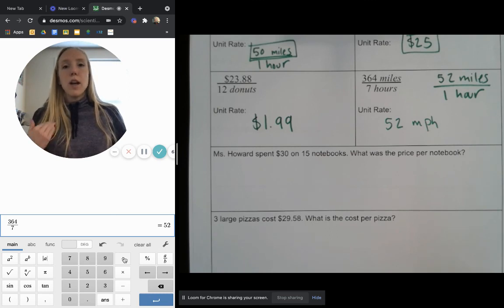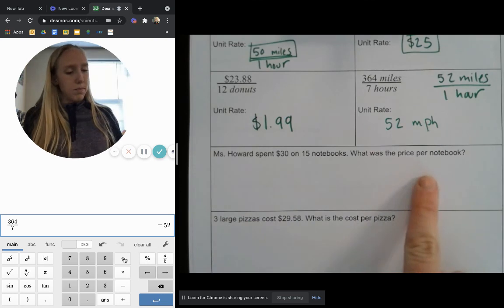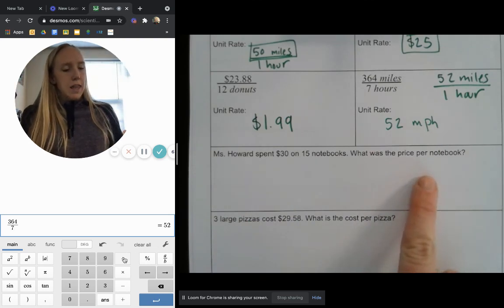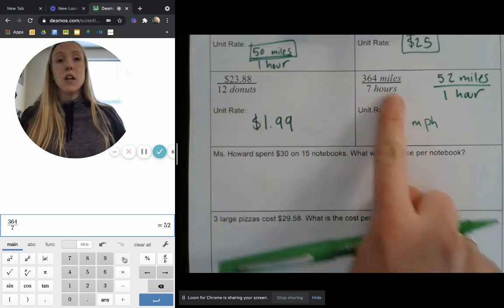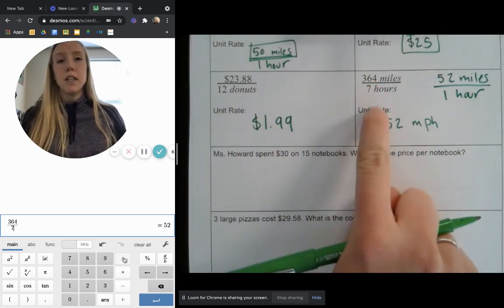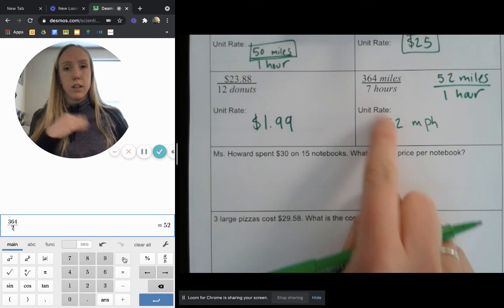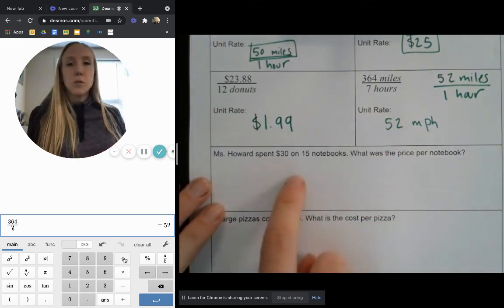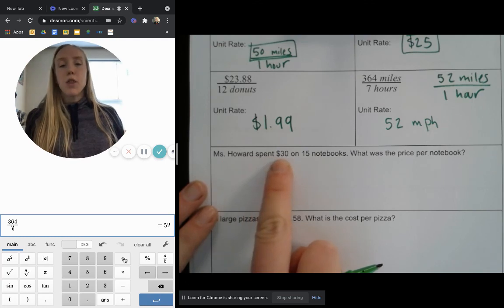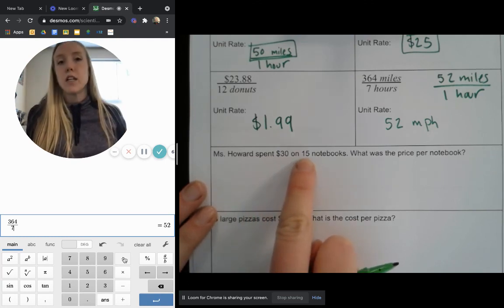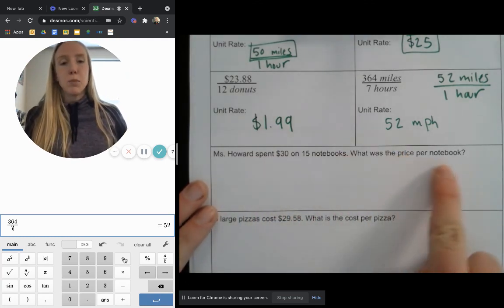Okay, so now we're looking at something, this next problem, that doesn't set it up for us, right? These are all set up for us. We can see really clearly what we need to divide. You divide the top by the bottom and then you're done. These next two problems are not quite like that. So this one says, Miss Howard spent $30 on 15 notebooks. What was the price per notebook?